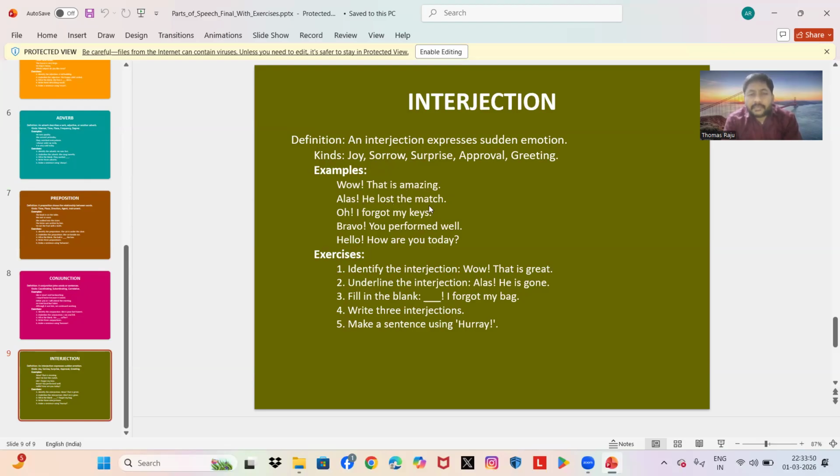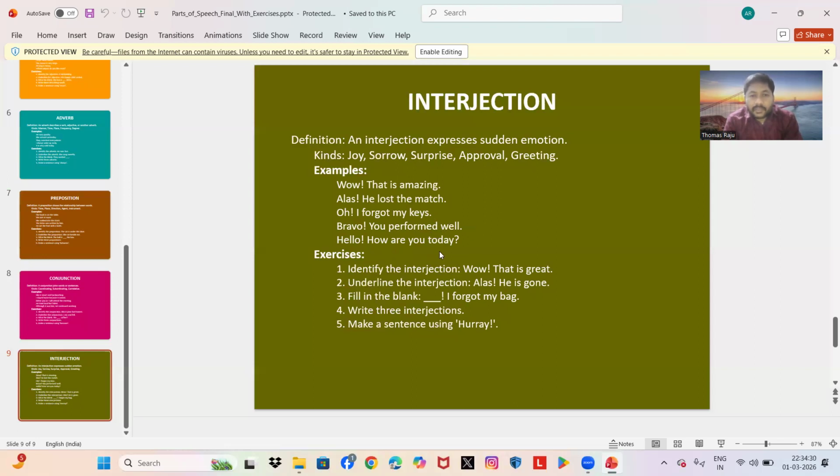Alas, he lost the match. Alas means అయ్యో పాపం in Telugu. అయ్యో పాపం వాళ్ళు మ్యాచ్ కోల్పోయారు అన్నట్టు. Oh, I forgot my keys. So this is another kind of emotion. అయ్యో, నేను నా కీస్ మర్చిపోయాను కదా అని ఒక డిసప్పాయింట్ మూడ్‌లో మనం అంటాం. Brave, you performed well. When anyone performs a great action, we use this for appreciation. Understand? Wow, and చాలా బాగా పర్ఫార్మ్ చేశారు.